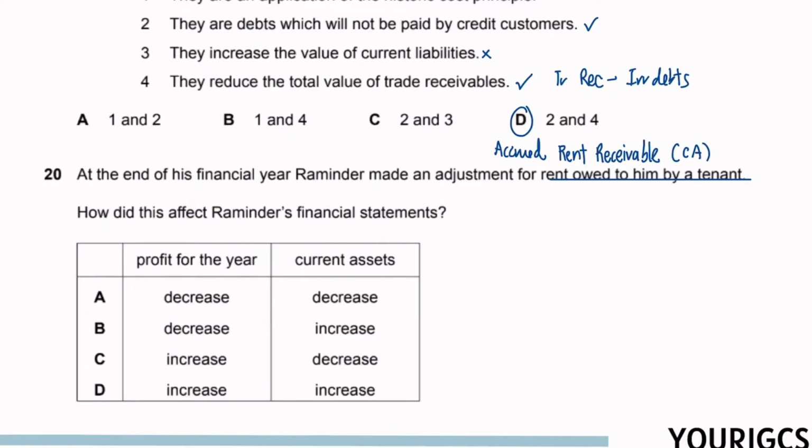Okay, so accrued rent receivable will be included in our income statement. Hence, other income will increase. And when other income increases, your profit for the year also increases. Next, because rent receivable is a current asset, you'll increase your current assets. So this is the effect of the adjustment. Okay, so D is the correct answer.